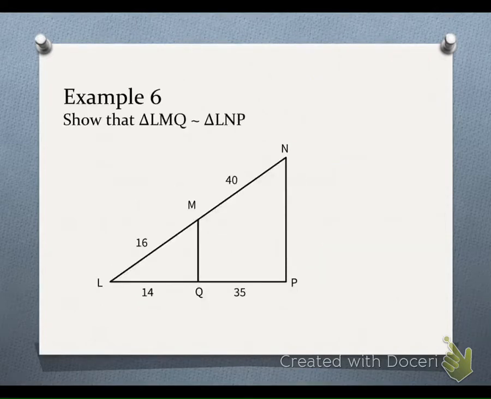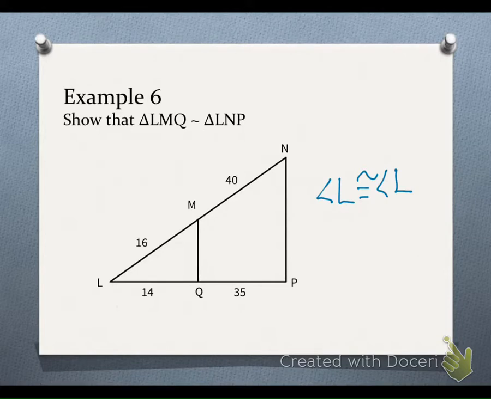Okay, so what angle is shared between the two triangles? Angle L. So we see that angle L is congruent to angle L. Whew, that's an ugly L. Let's try it one more time. Angle L. And then we want to talk about the sides.